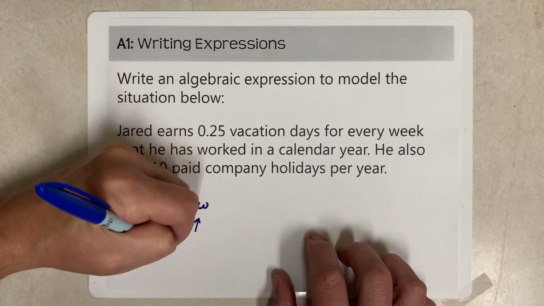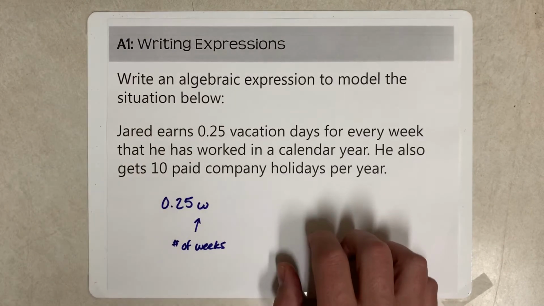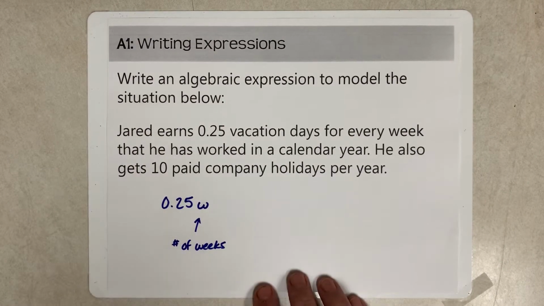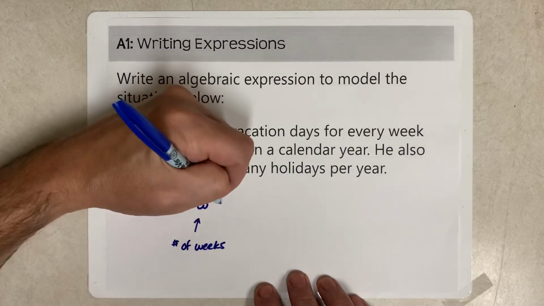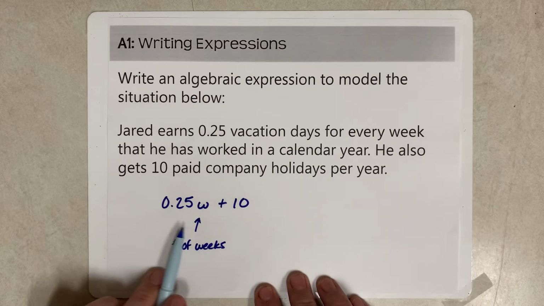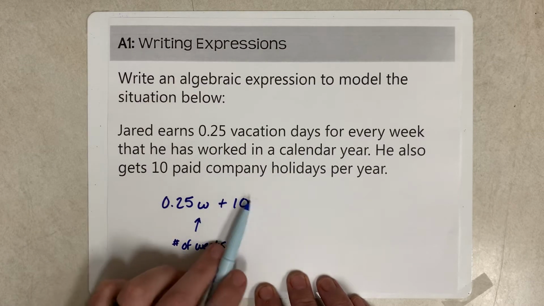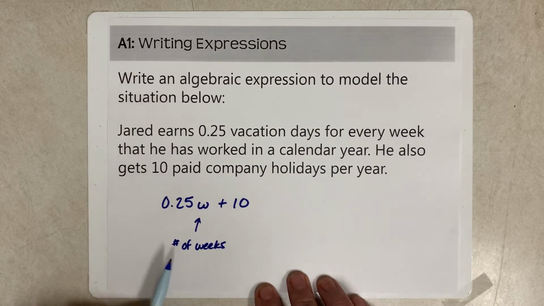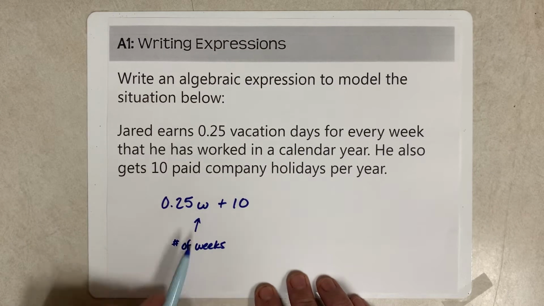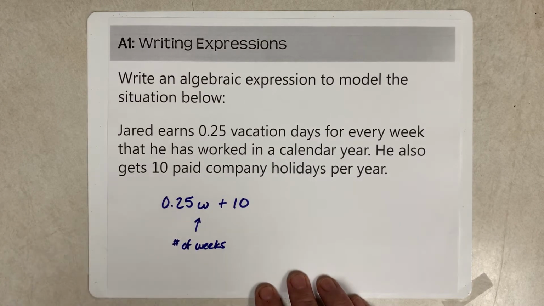So I'm putting an arrow, number of weeks that he's worked. Okay, now he already gets 10 also, including those. So plus 10. Now that'll give me an expression to calculate how many vacation days he gets per year, right? For the number of weeks that he has. So if he works, let's say 4 weeks, then he'd get 4 times 0.25 is 1, he'd get 11 days. So that's a good expression for this one.